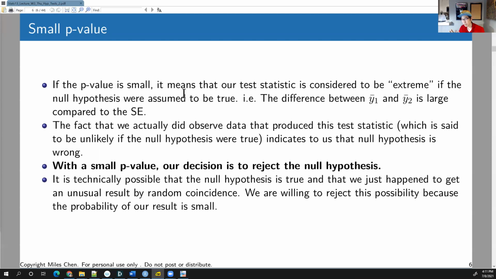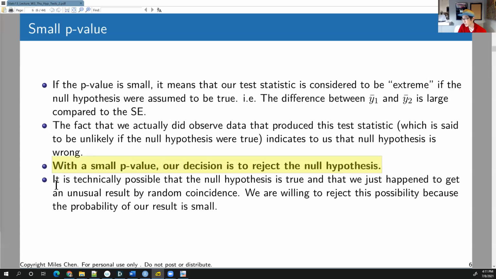And this means that if the null hypothesis were actually true, it should be very unlikely for us to get this difference. But then the fact that we actually did get this difference, which should have been an unlikely result, indicates to us that this null hypothesis assumption is wrong. And so therefore, if we end up with this extreme value, end up with a small p-value, our decision is going to be to reject the null hypothesis.